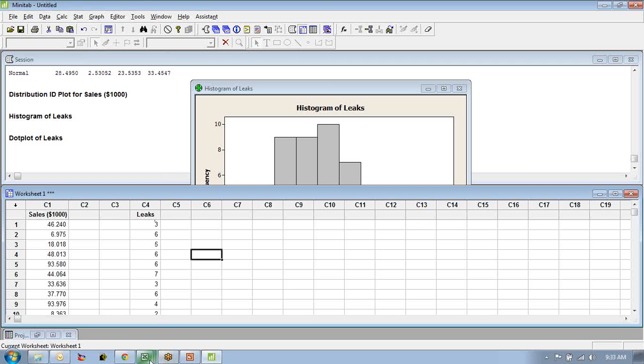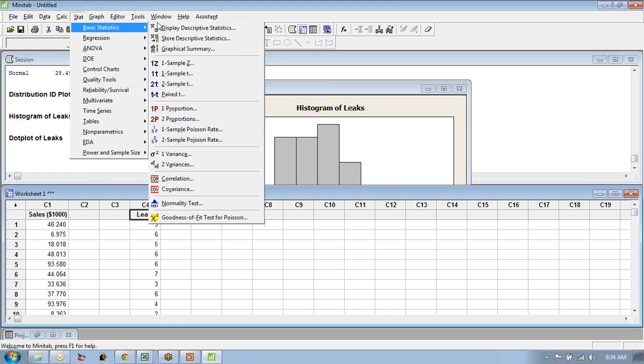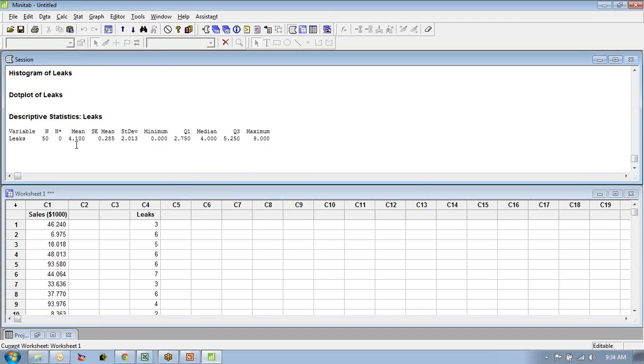Okay, so let's actually calculate that out. How do we do that? Well, the first thing we need to know is the mean, right? Because otherwise we can't calculate it. Pretty straightforward. So let's display the descriptive statistics for leaks. And we see that the mean is 4.1.